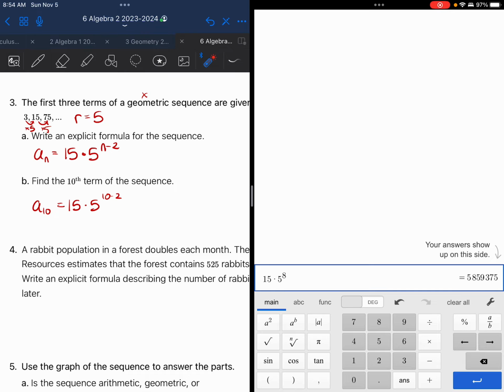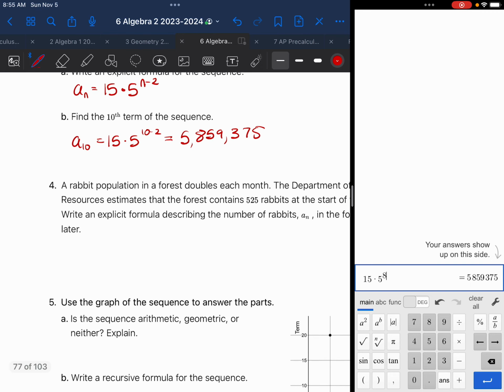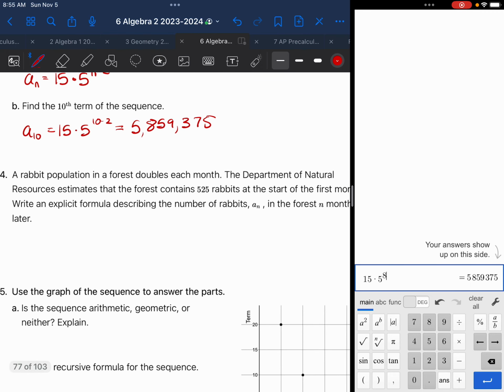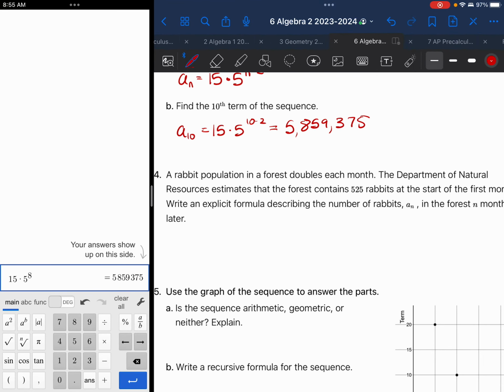And I get, holy moly, that's a big number. This is going to be equal to 5,859,375. Wow, that's a big number. Let's move on to number 4. I think I'm going to need a calculator, so let's leave that open. In fact, I am right-handed, so I'm going to move the calculator to the left-hand side. I think the way that I do that is just to drag you over like this.